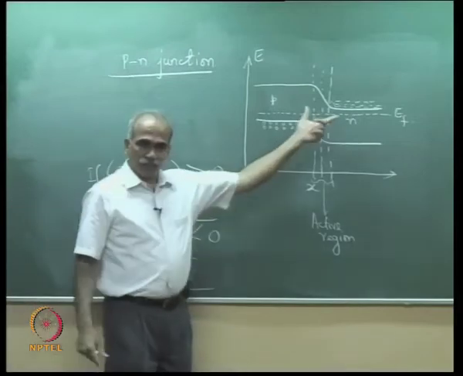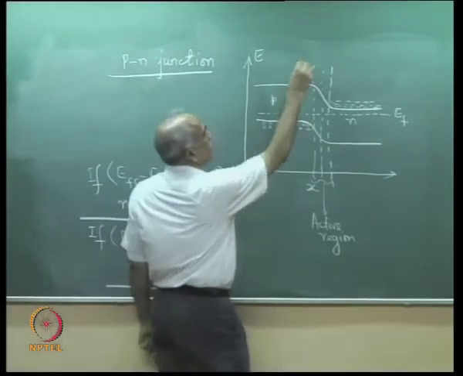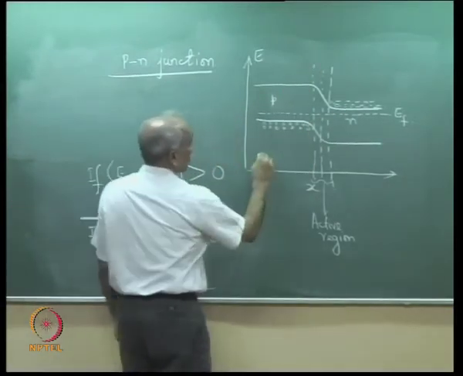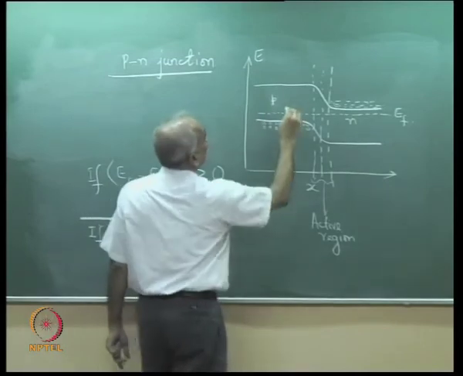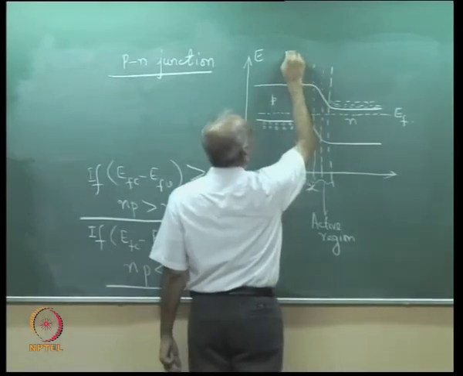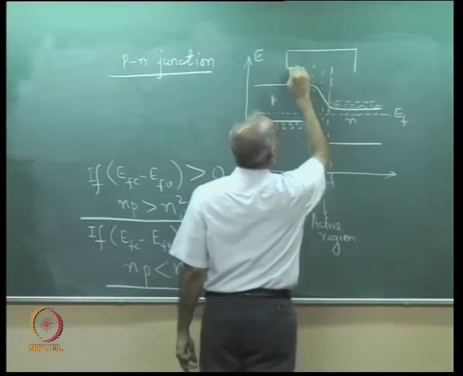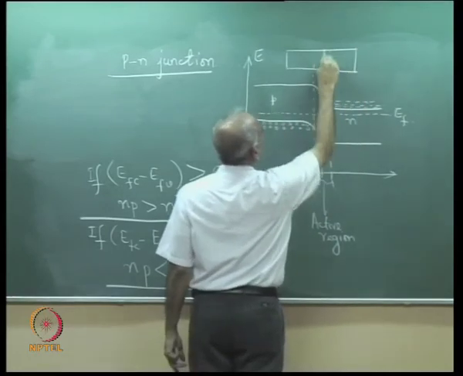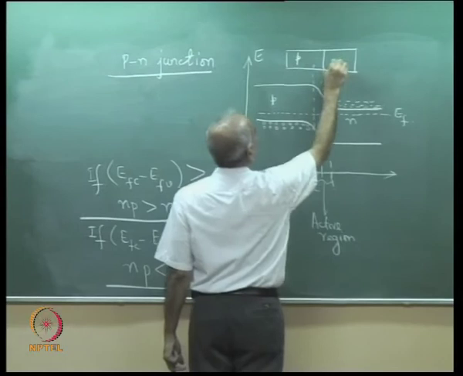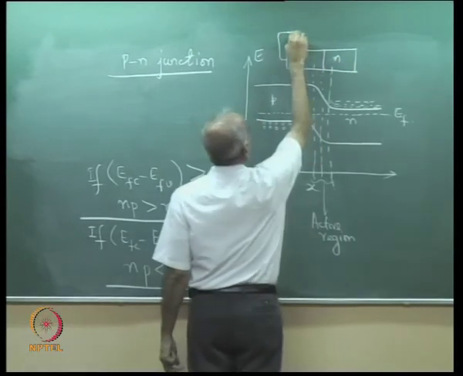So you have one Fermi function, this is the P end. Now you forward bias this, which means to the P end. So this is the junction, the P end. Now you apply a forward bias.